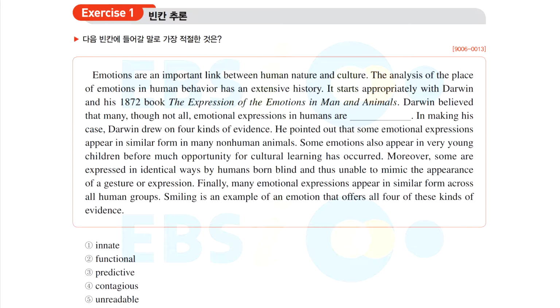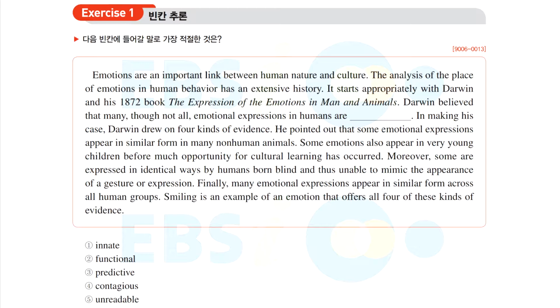In making his case, Darwin drew on 4 kinds of evidence. He pointed out that some emotional expressions appear in similar form in many non-human animals. Some emotions also appear in very young children before much opportunity for cultural learning has occurred.